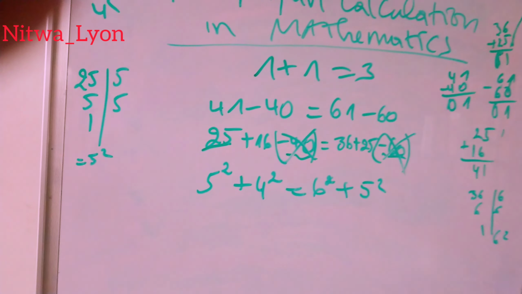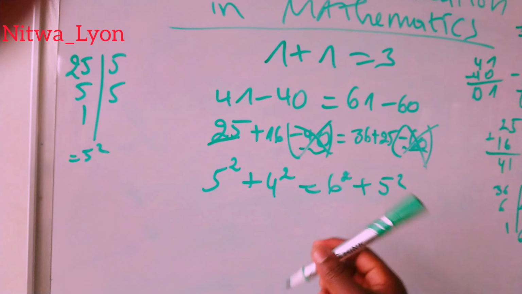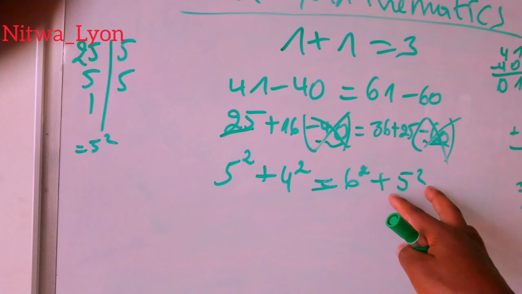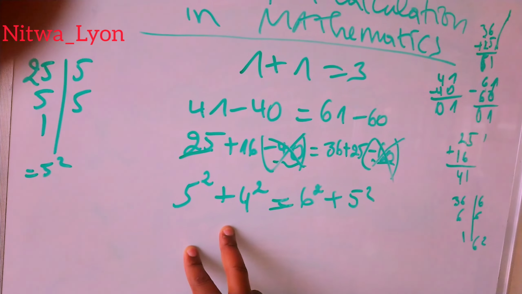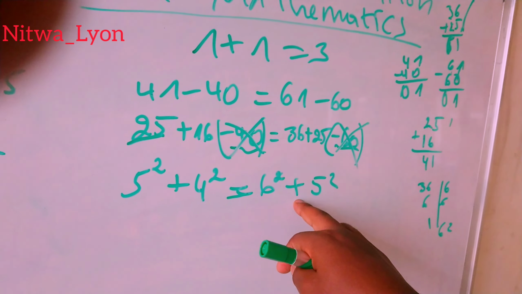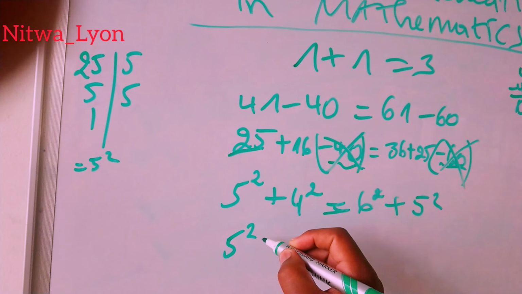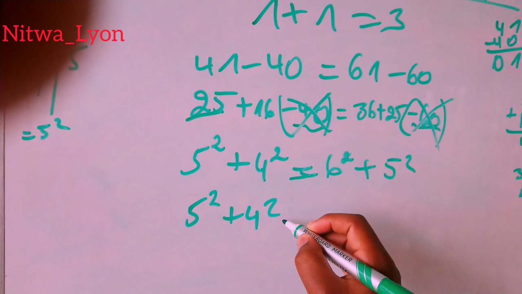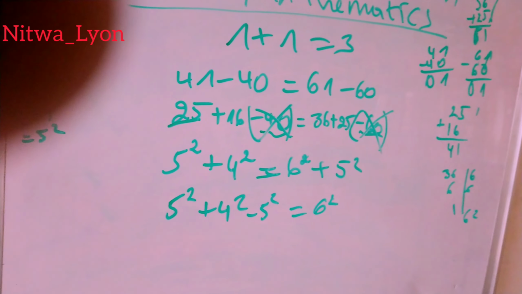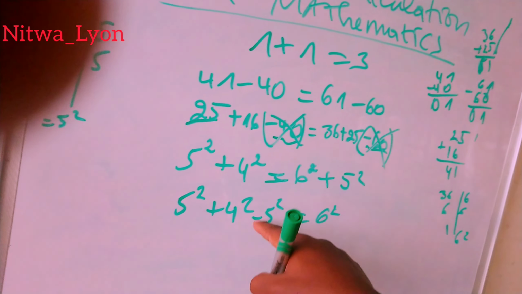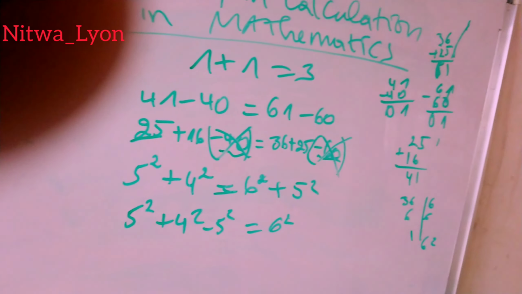And you see, we have 5 squared and 5 squared on different sides, and there is an equal sign. We are going to take this and bring it to the other side, the left side, with the different sign. You see, it has plus, it will be minus. Then 5 squared plus 4 squared minus 5 squared equal to 6 squared. If this comes to the other side, it will be negative.